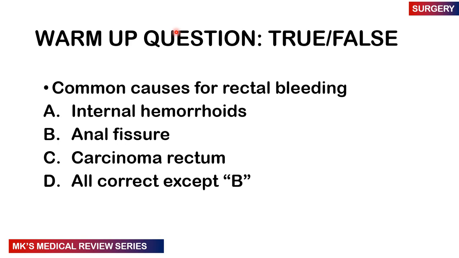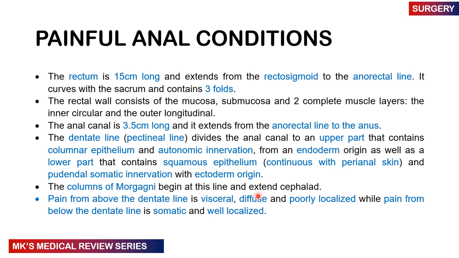And here's a warm-up question, which is a true or false question. Common causes of rectal bleeding include A, internal hemorrhoids, B, anal fissures, C, carcinoma of the rectum, D, all of the above are correct except for B. So keep this question in mind. I will give you the answer at the end of the lecture. You may write it down, you may screen your answer at your screen right now, and we will give you the answer at the end.